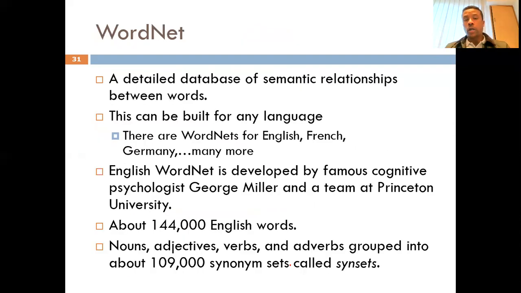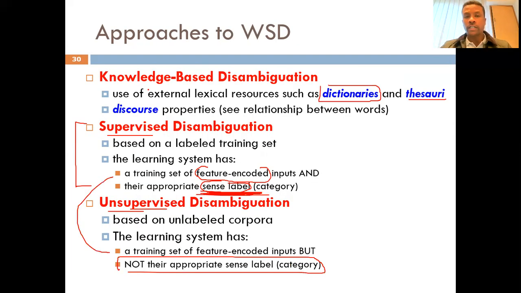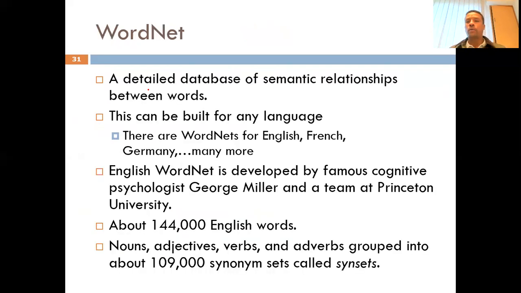So one of the approaches that we have is a knowledge base. One of the knowledge bases that we have for semantics or word sense disambiguation is what we call a WordNet. A WordNet is a huge and very important language resource that we have, and it is a detailed database of semantic relationships between words.